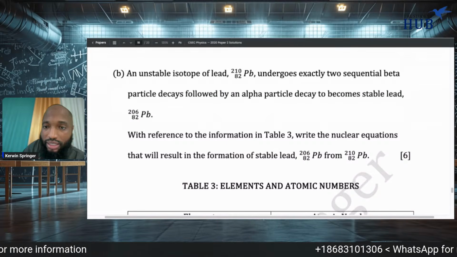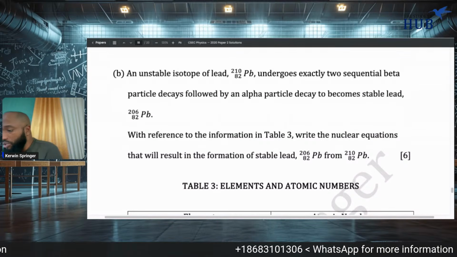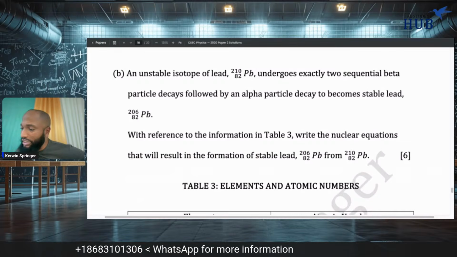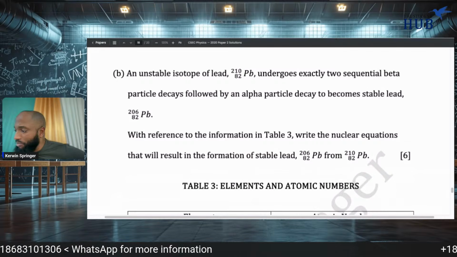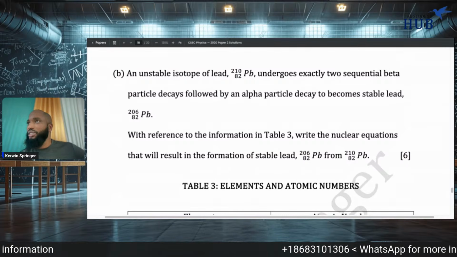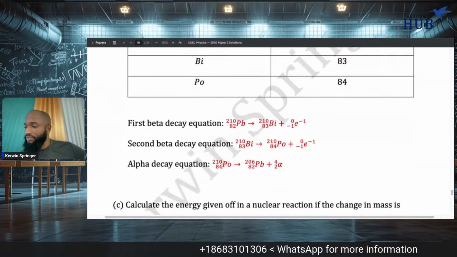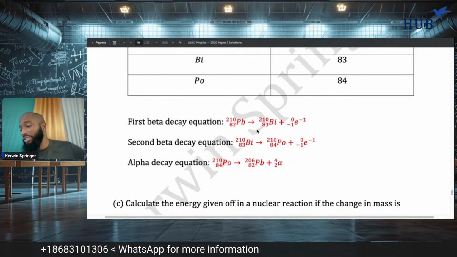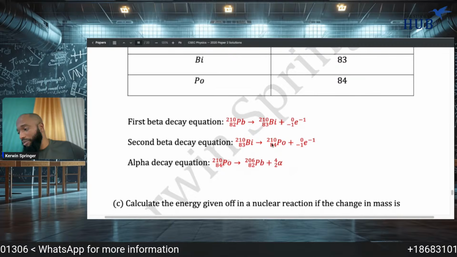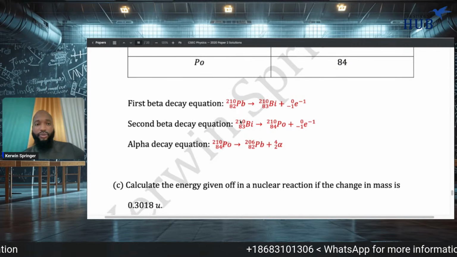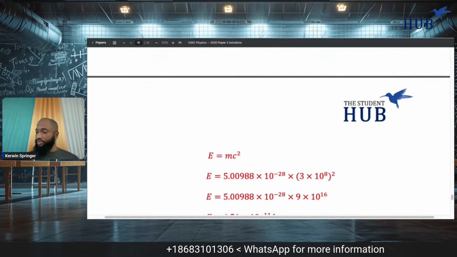All right. So an unstable isotope of lead undergoes exactly 2 sequential beta particle decays followed by alpha particle decay to become stable lead. We did this, right? We did this yesterday, y'all remember? The 2 equations. So the neutron went up, and then you lost back everything. But this one is stable, this one is unstable. Good.